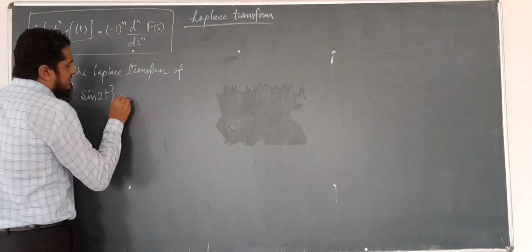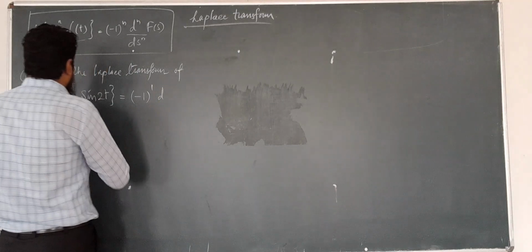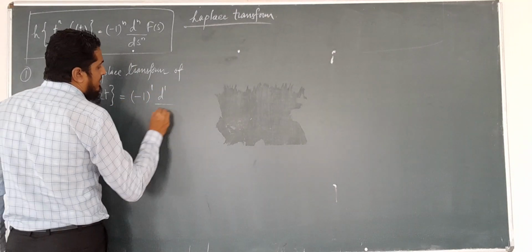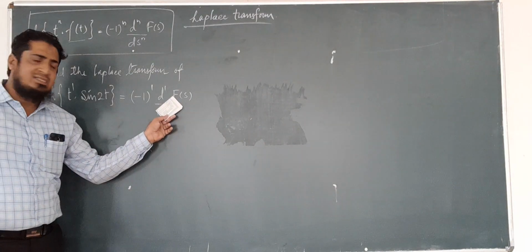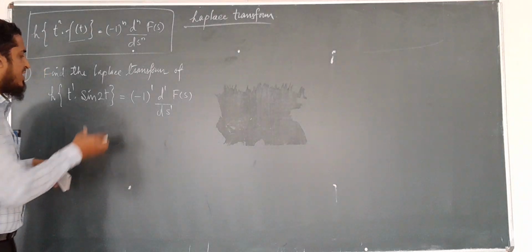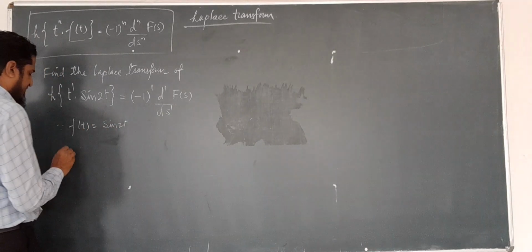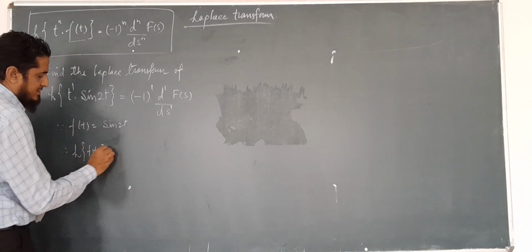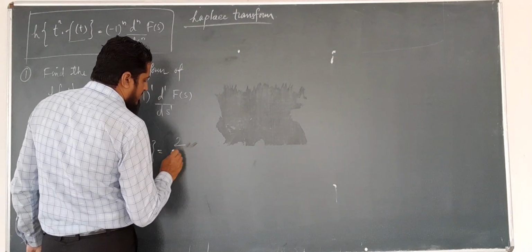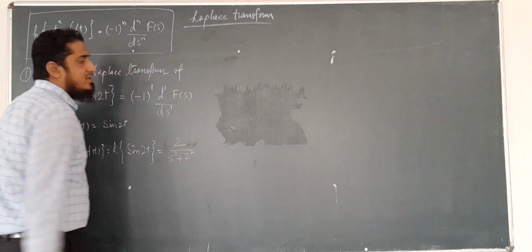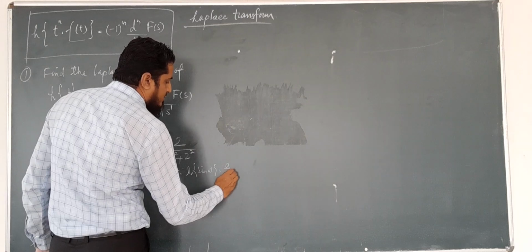So we can write it as minus 1 raised to 1, since the power of t is 1, d raised to 1 by ds raised to 1 of f of s. And what is f of s? F of s is the Laplace transform of f of t. Since f of t is given as sine 2t, the Laplace transform of sine 2t is equal to 2 upon s square plus 2 square, since we know that the Laplace transform of sine at is equal to a upon s square plus a square.